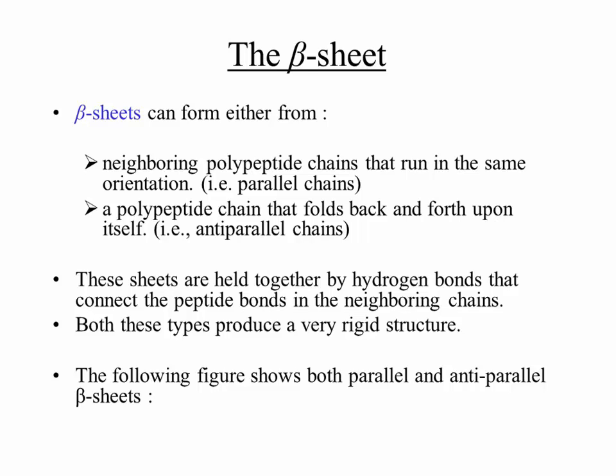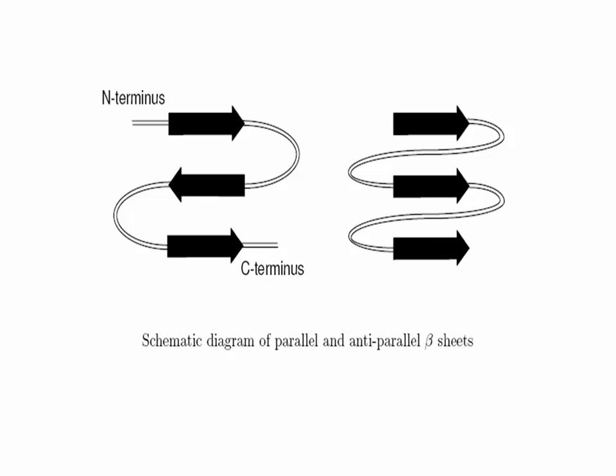Now the beta sheet is formed by hydrogen bonding between the hydrogen on the NH and the oxygen on the C double bonded with O. If you look at the structure, I'll first show the picture because that is going to convey a lot more information. If you look at the picture on the right, this is what would be called a parallel beta sheet.